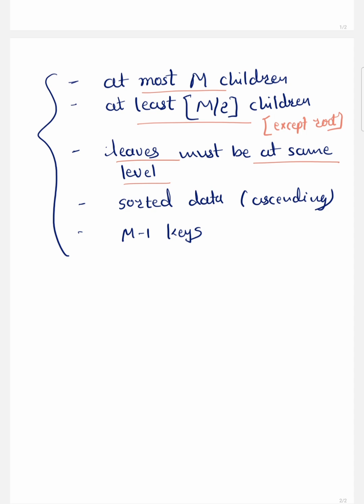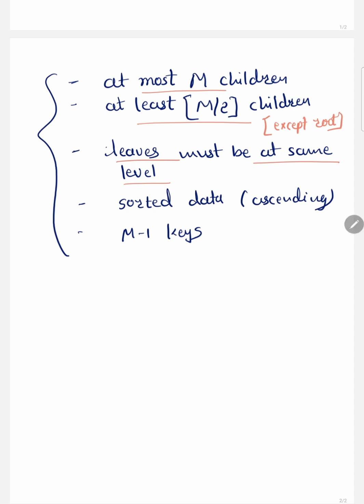If you do the search operation, what you need to do is start at the root. You need to compare the keys and follow the child pointer based on that particular key range, and that's how you can search. Let me give you an example.